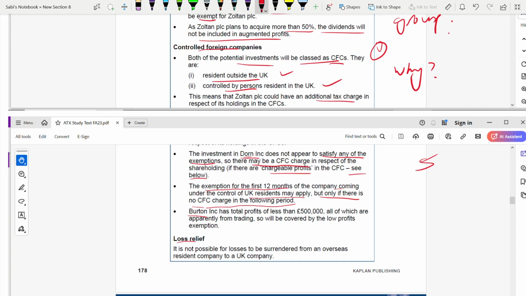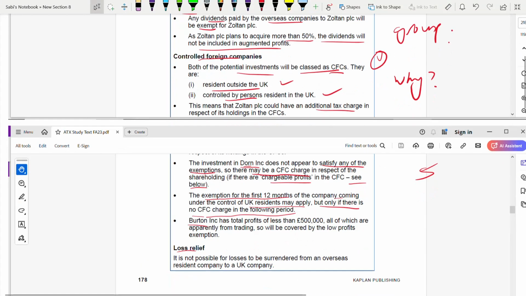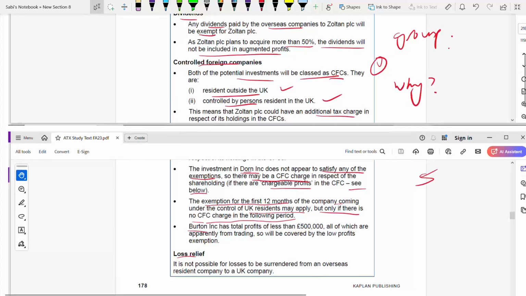Okay. Now moving to the next one, we have finished with Jordan, saying this may apply, but if this happens, this may not apply. Burton, if you see, it should have a profit of less than 500, right? It has profit of 400. It has profit of less than 500, and they are from trading. So this will be covered by the low profit exemption. So because of low profit exemption, no charge on Burton, but Dawn might be charged or might not be charged. So we'll just leave it like that.